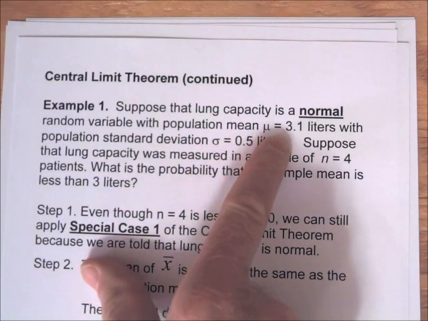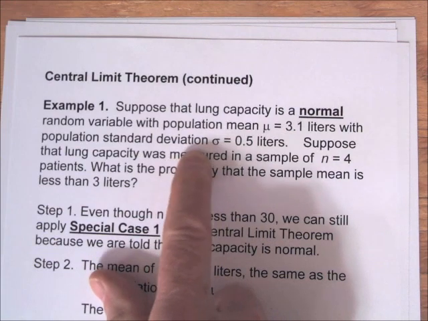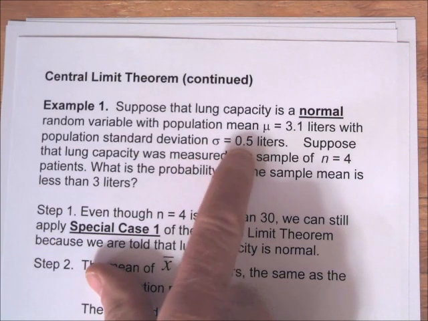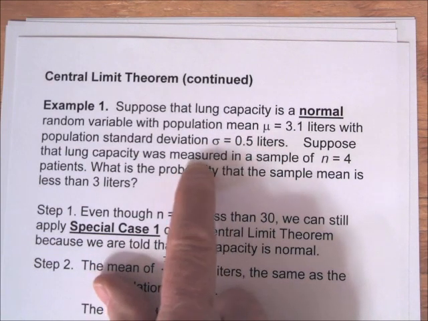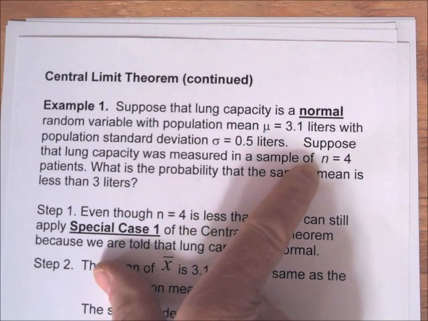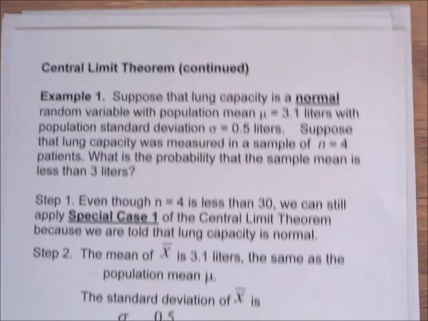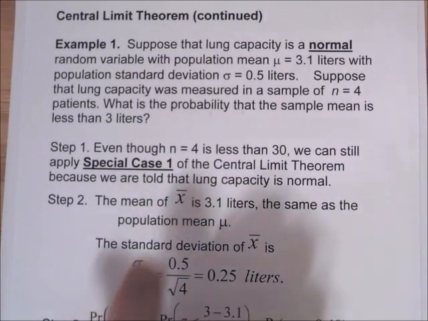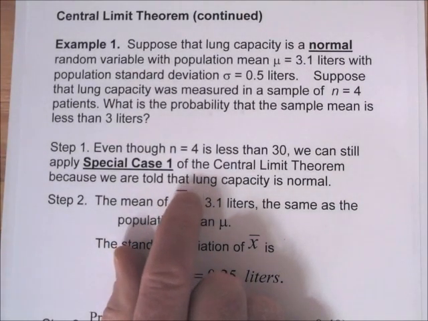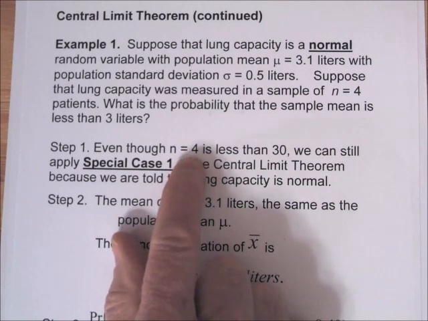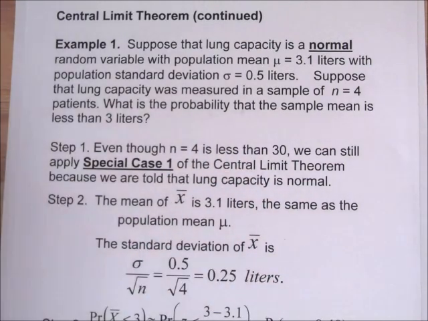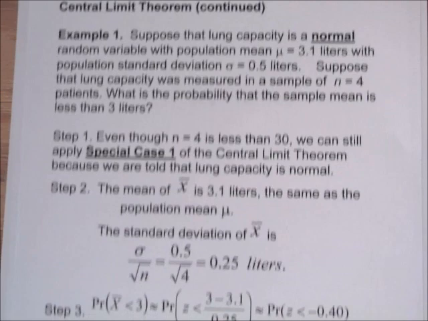Again, the population mean is 3.1 liters, population standard deviation 0.5 liters. Suppose the lung capacity was measured in a sample of n equals 4 patients. What is the probability the sample mean is less than 3 liters? So this is special case 1 of the central limit theorem. Even though the sample size is less than 30, we can still apply the central limit theorem.